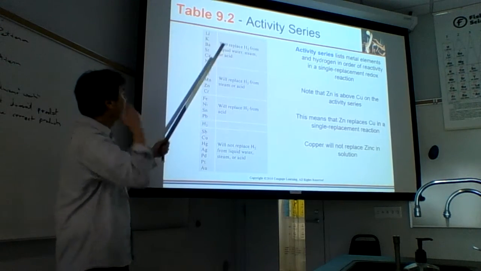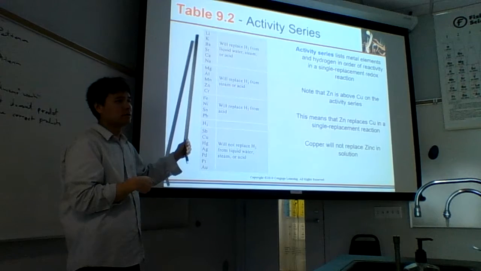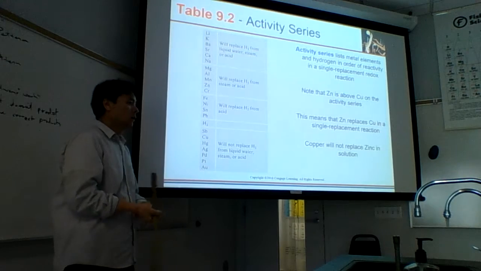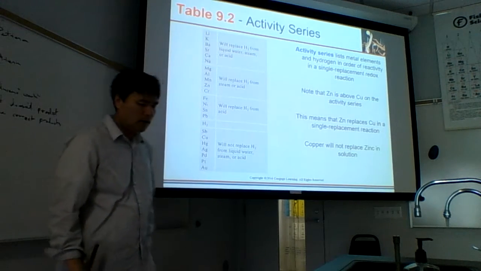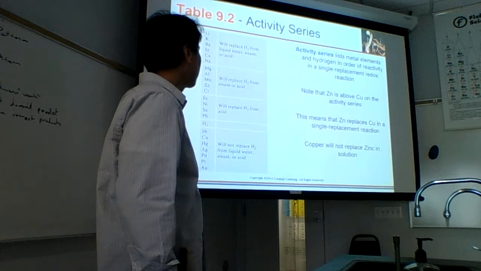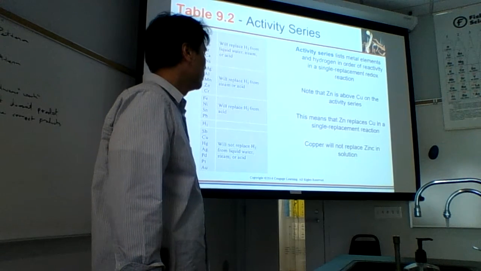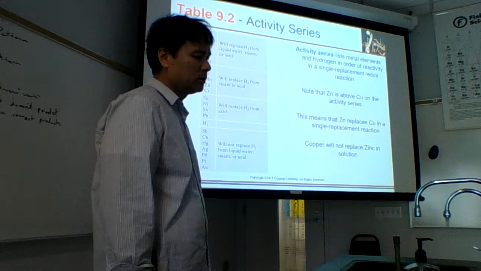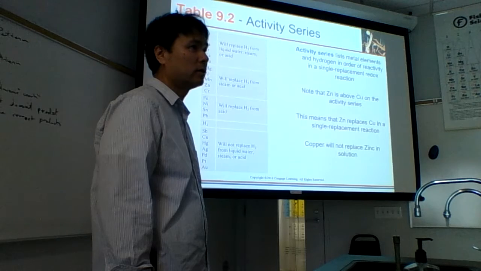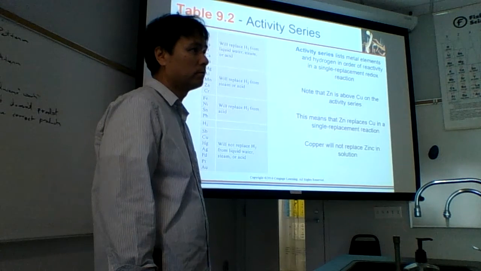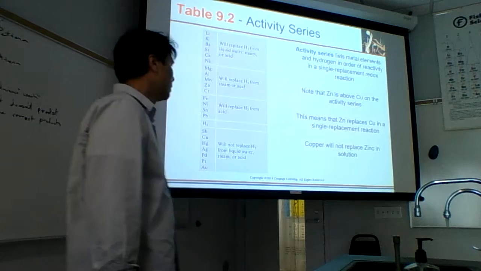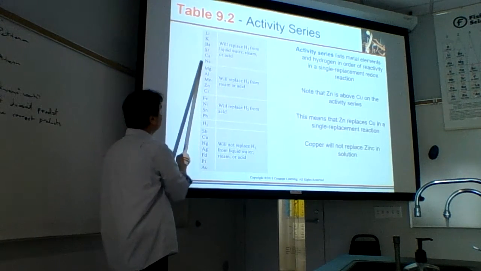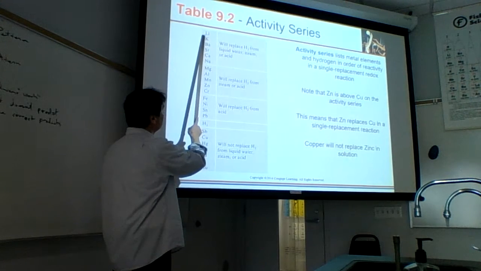And so at the top of the activity series is the strongest reducer. Now, that's called the most active element. The activity can be defined in two ways: as a powerful reducer, or as a powerful oxidizer. It's actually both. But in the context of the activity series, we're looking at the reducing activity. So lithium is the most active, so it's the most powerful reducer.